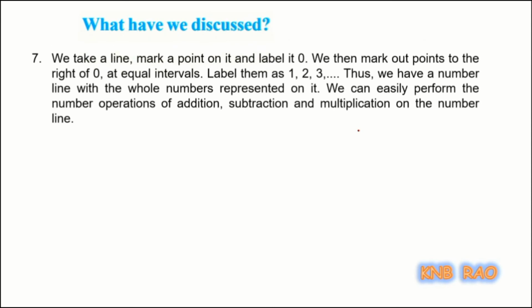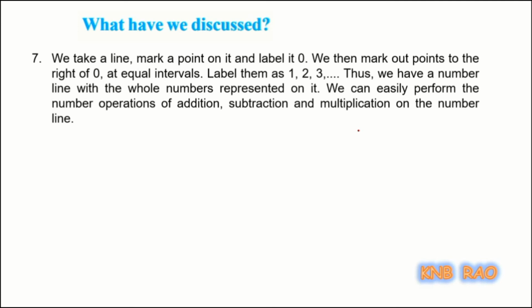Next, the seventh one: we take a line, mark a point on it and label it 0. We then mark out points to the right of 0 at equal intervals, and label them as 1, 2, 3 and so on. Thus we have a number line with the whole numbers represented on it. We say that this is the whole number line. We can easily perform number operations such as addition, subtraction and multiplication on it.